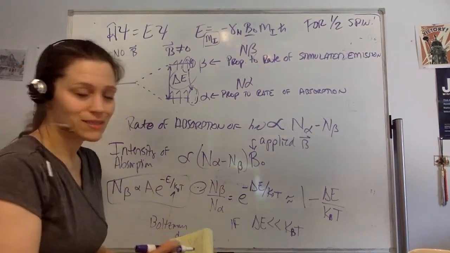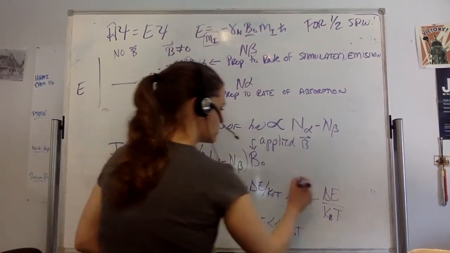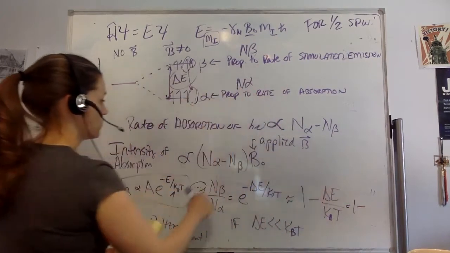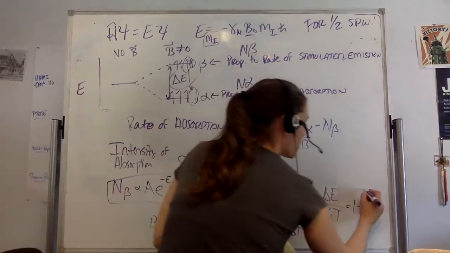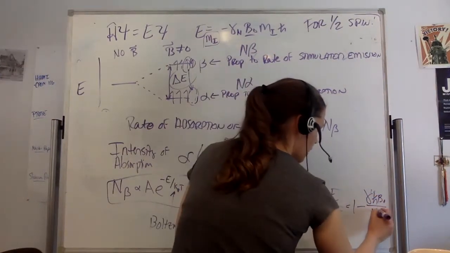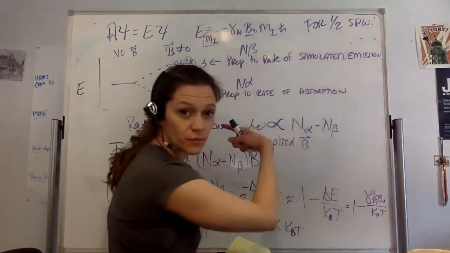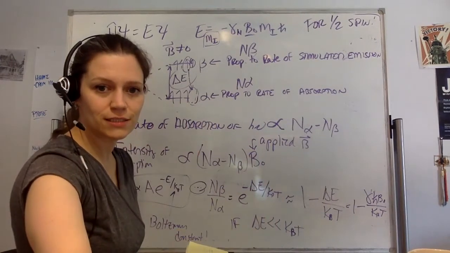But I know what my delta E is. So this is equal to 1 minus, where's delta E? Oh, it's not up here. It was on the other board. Gamma h-bar B0 divided by kBT. Okay, so this was from just a few minutes ago. All right, I'm gonna pause and erase.